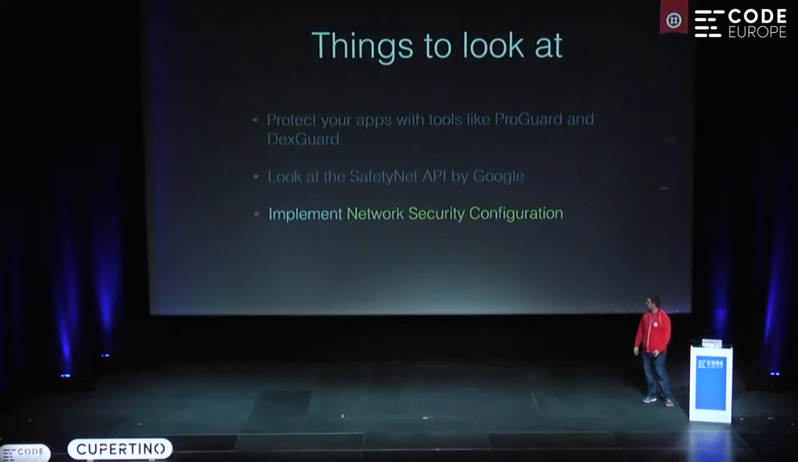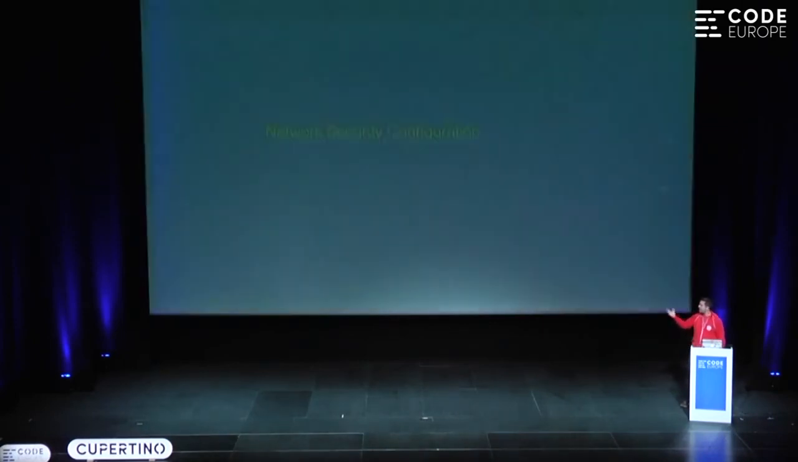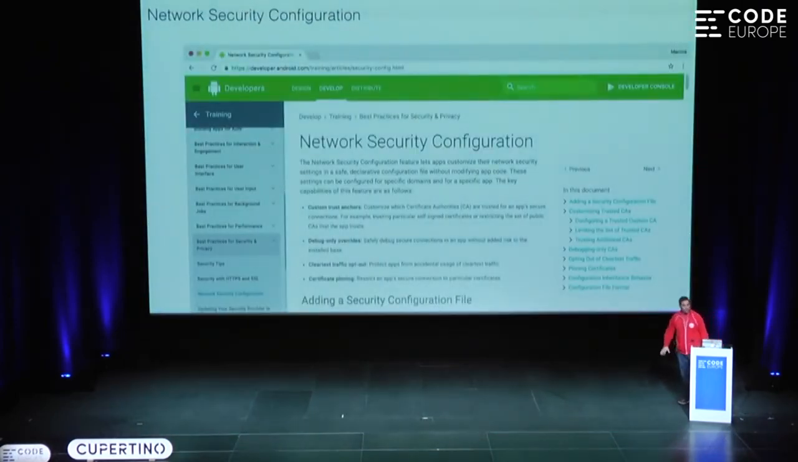Now, the other thing you can look at is implementing network security configuration. So this is yet another free API by Google. And I know I talked about Dexguard and Google quite a lot. I don't work for either of them. But this is yet another free API by Google, and it does certain things for you which I like. So it does certificate pinning for you.